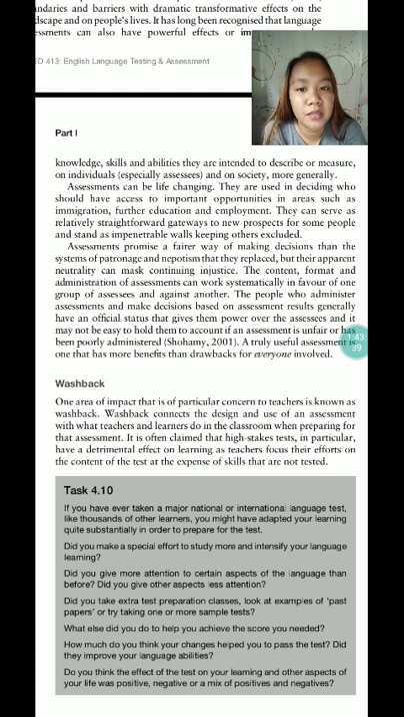The people who administer assessments and make decisions based on assessment results generally have the official status that gives them power over the assessees, and it may not be easy to hold them to account if an assessment is unfair or has been poorly administered. A truly useful assessment is one that has more benefits than drawbacks for everyone involved.